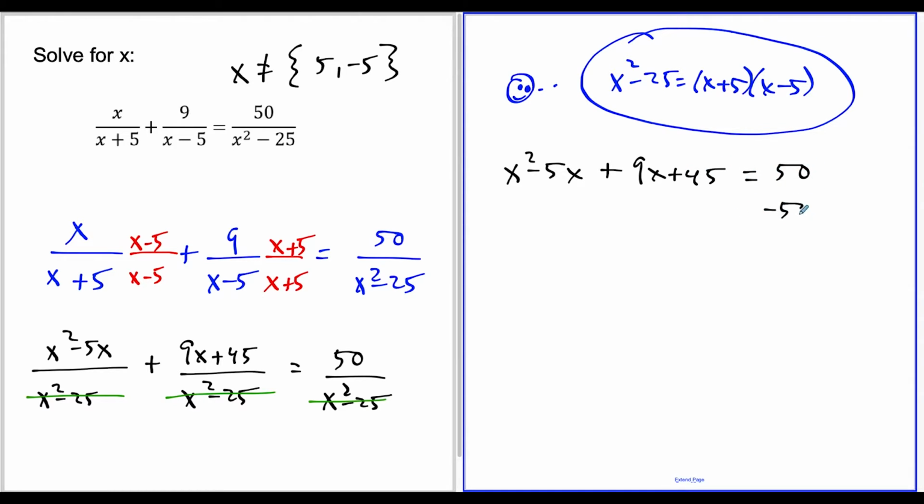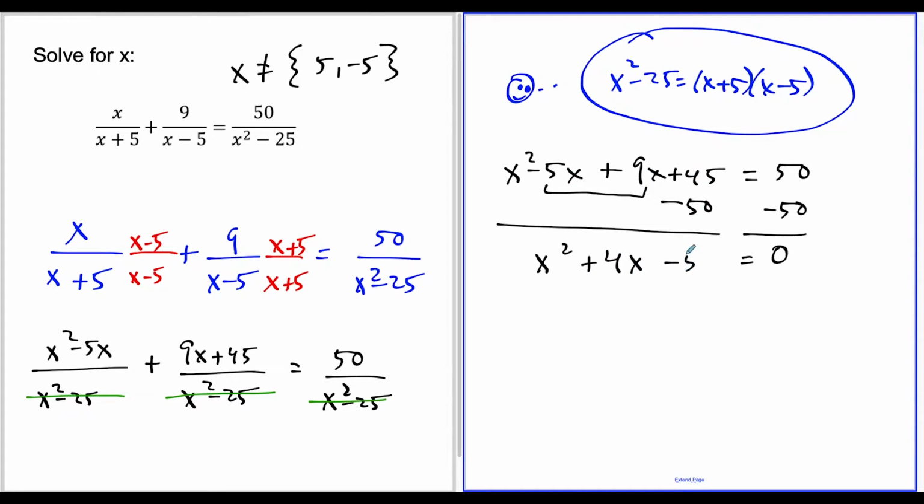So now we could subtract 50 on both sides. And notice here we're going to have 0 on the right, and on the left we could also combine negative 5x plus 9x. So we're going to have x squared, negative 5x plus 9x is plus 4x. And then 45 minus 50 is going to give us minus 5. So now we just have to factor this.